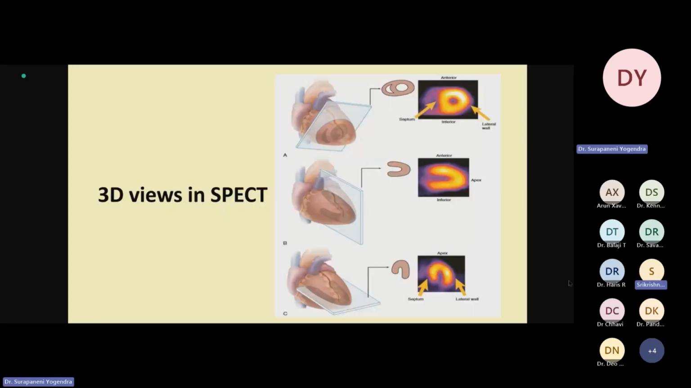3D views in SPECT. There are 3 major views: short axis view, horizontal long axis view and vertical long axis view. Short axis view takes the images in cross section perpendicular to the long axis of the heart. The short axis view shows the septal, anterior and lateral walls, and the vertical long axis view, the second one in the image, shows the anterior, apex and inferior walls. Now horizontal long axis view is the last one that shows the apex, septum and lateral wall.